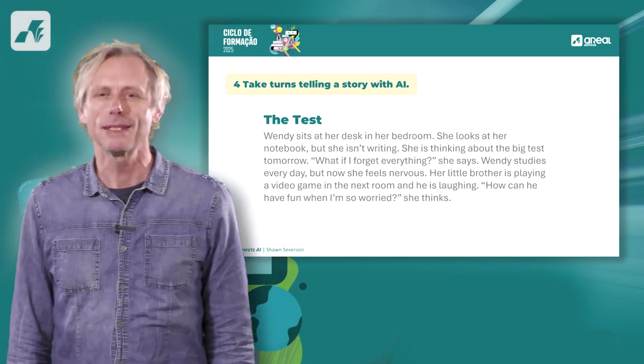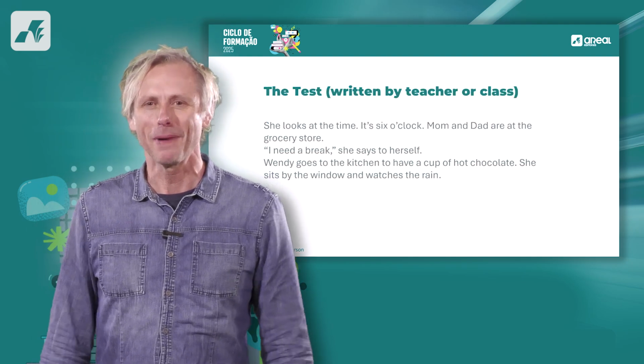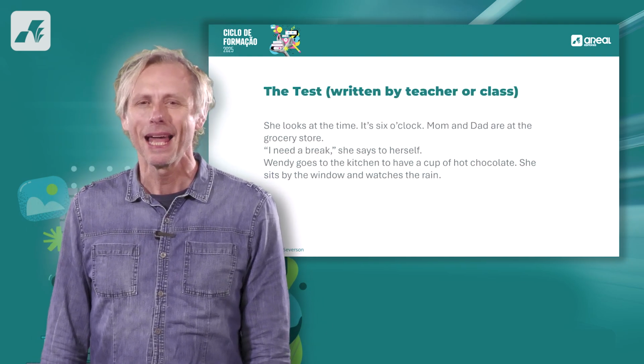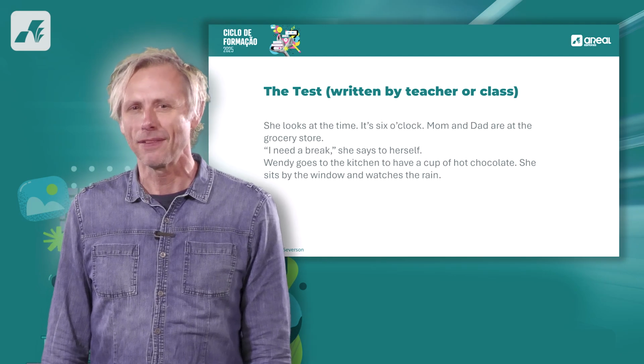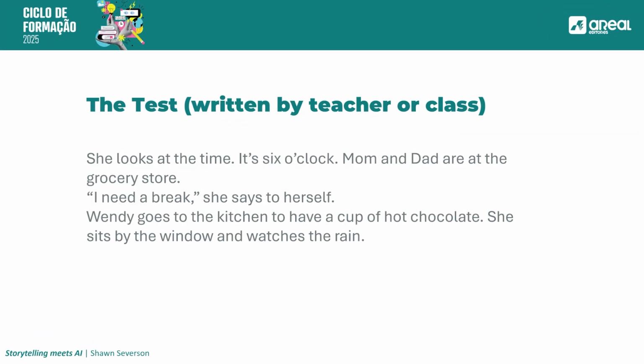So what does Wendy decide to do? Well, this is written by a class. She decides to go to the kitchen and have a cup of hot chocolate, but her mom and dad have gone to the grocery store. She says she needs a break. And at that point, something surprising happens, and that is written by AI.